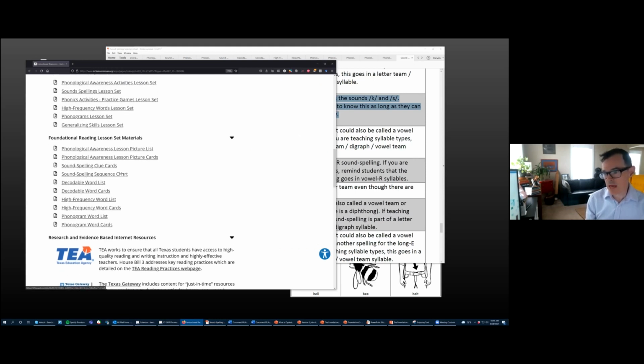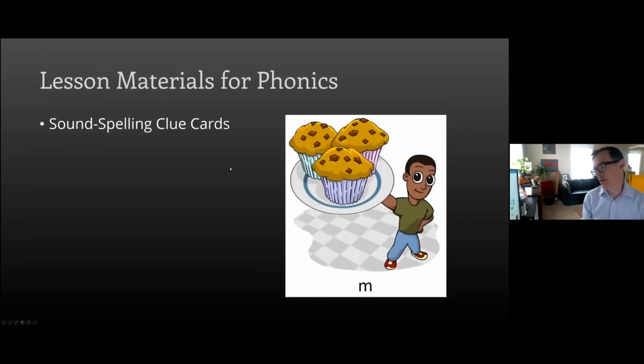So now you've looked at the sequence chart. Let's look at the clue cards. The clue cards are designed to, I'll just show you one of them here. This is a sound spelling clue card. All of them include a picture to remind students about what the sound is. So this is for muffins. The clue reminds students that the letter M says /m/. So you always have the picture, and then you have the letter or letters, if it's a letter team, that the picture is aligned with.